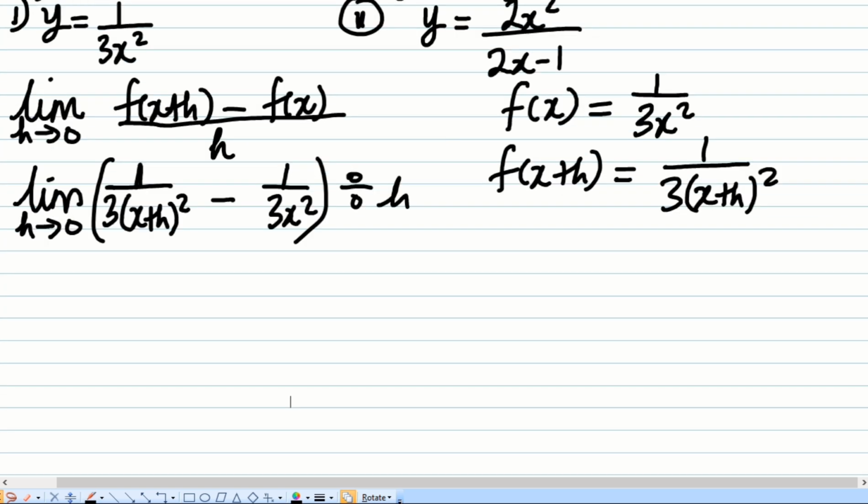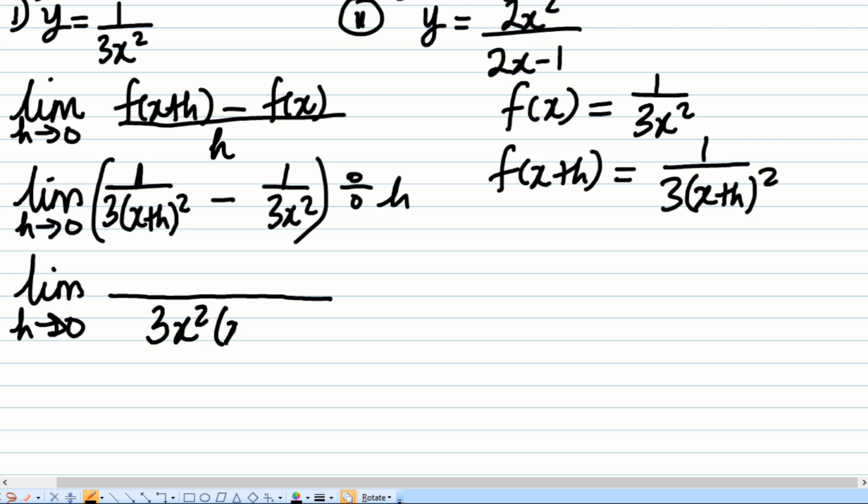Now let's make more space there. Again, the limit as h approaches 0. Okay, now we're going to try to have a common denominator. We want to find the common denominator of these denominators here. We can call it LCM. So notice that we have 3 in common, so 3 is going to be there. We have x squared, and then we have x plus h squared. So this will be our LCM.